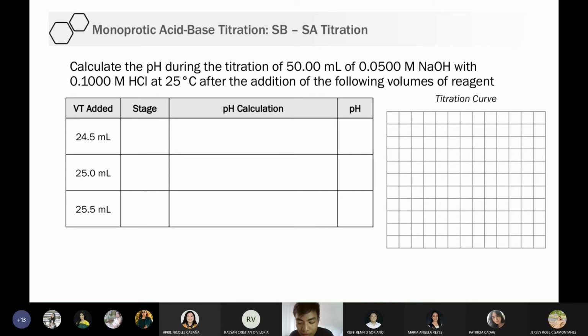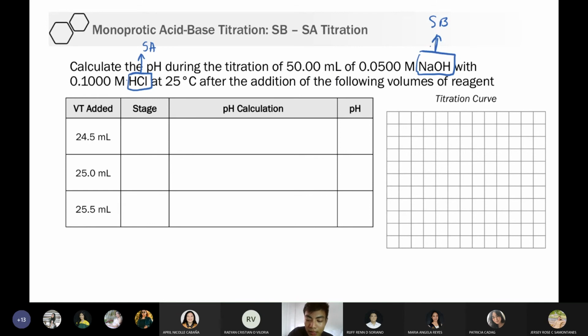Calculate the pH during the titration of 50 ml of 0.05 molar sodium hydroxide with 0.1 molar HCl at 25 degrees Celsius after the addition of the following reagents. Okay. Ano yung sabi ko sa inyo? First thing na gagawin nyo after basahin ng problem ay, bukod sa magdasal, alamin ang compounds. I have sodium hydroxide, I have HCl. Sodium hydroxide is a strong base, HCl is a strong acid.